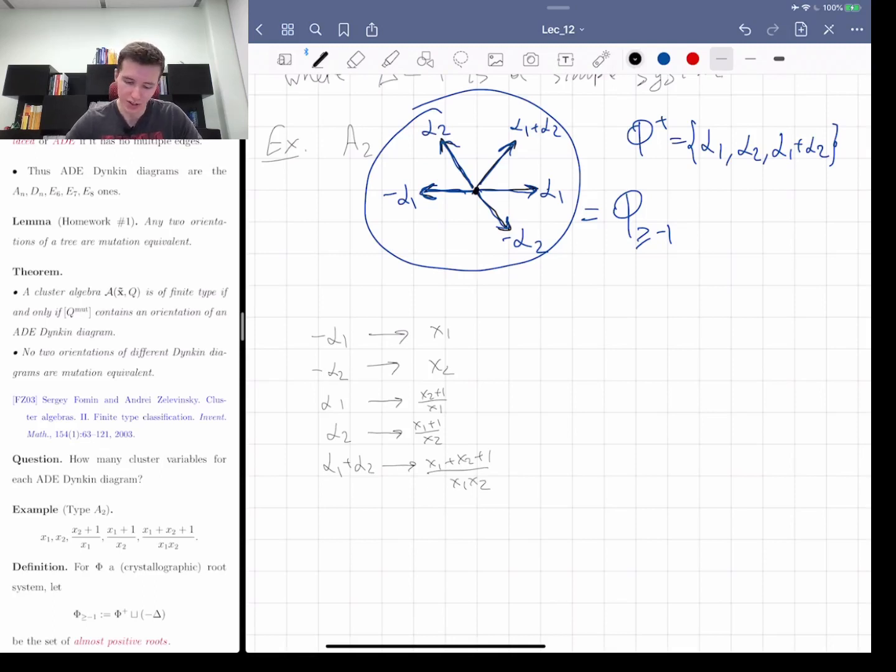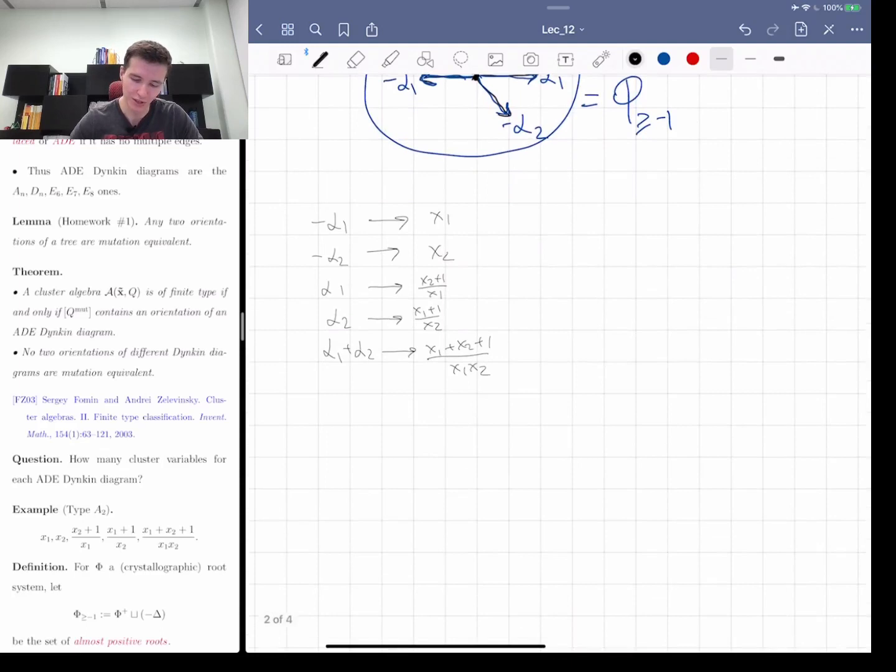So how am I doing this magical bijection? And the answer is that I just look at the denominators. I don't care about the numerators anymore, and so here the denominator is x1 x2 because I have alpha 1 plus alpha 2. If instead I have negative alpha 1, then the denominator is going to be x1 inverse. So yeah, I don't know if that really makes any sense, but let me state the precise theorem.